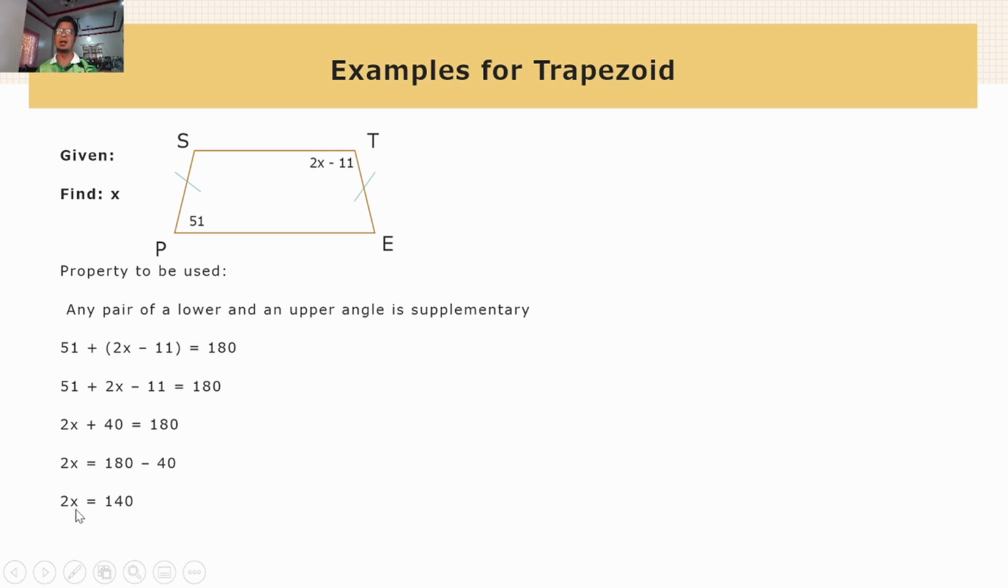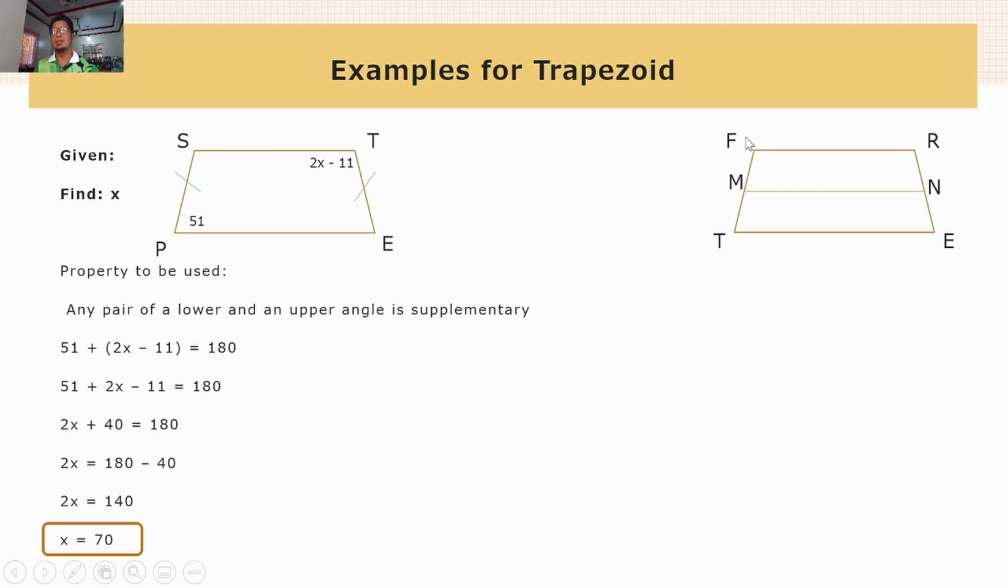Now, we are looking for the value of x. We have here now 2. So, to eliminate 2, we divide both sides by 2. Thus, x is equal to 70. This will be the value of x. And we are looking for it. So, ito na po yung pinakasagot natin. Again, all we have to do now is to apply the knowledge that we gained about the properties of those quadrilaterals, namely parallelogram, trapezoid, kite. Another example.